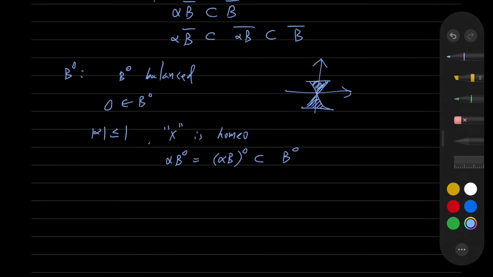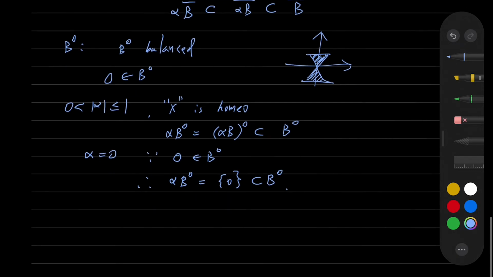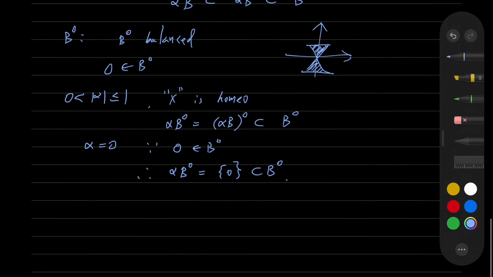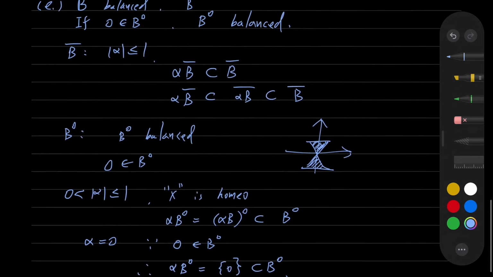So the special part about this is that we have to exclude 0 here, and let's put 0 right down here. If alpha is 0, because 0 lies inside the interior, alpha times it is actually the 0 set, which is contained in the interior. So that's also fine. So you have to be a little bit careful about the interior, because it is possible that it will not contain the origin.